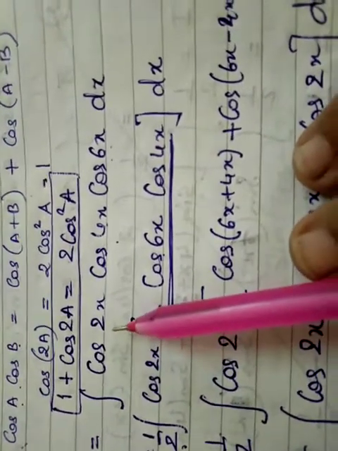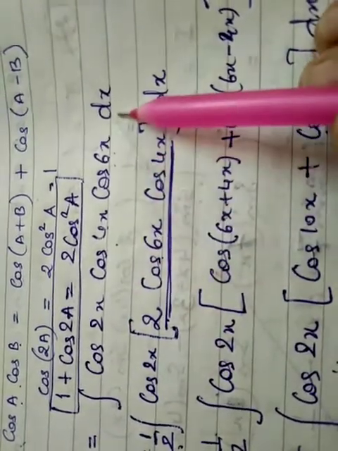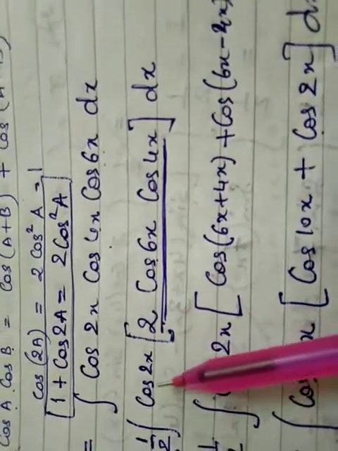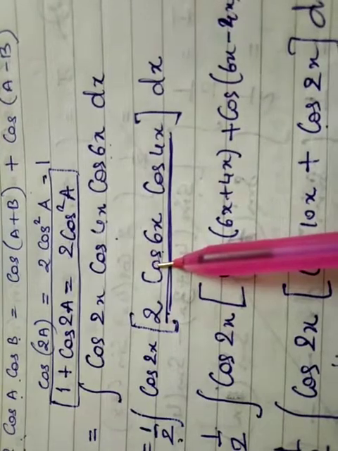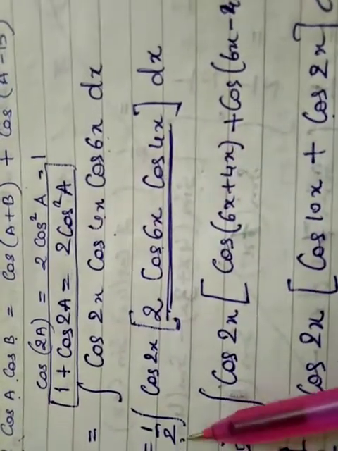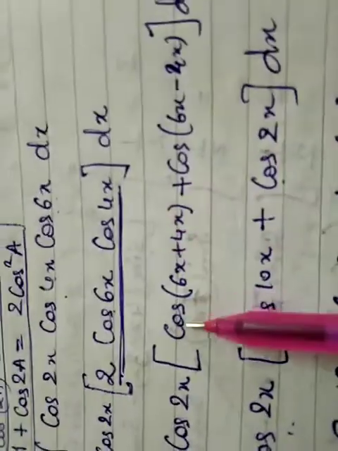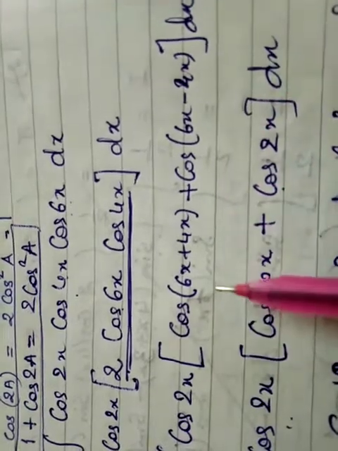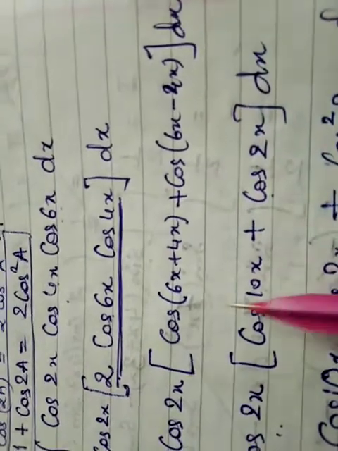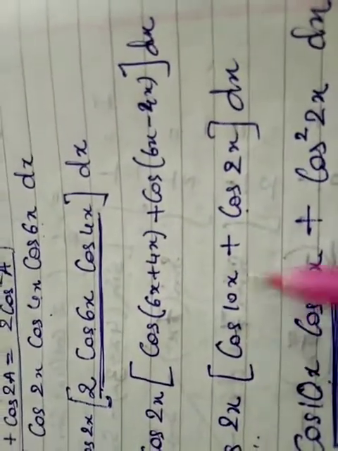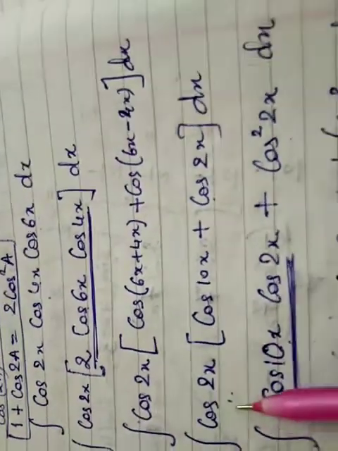The question says it is cos of 2x, cos of 4x, cos of 6x. I arrange my terms. I let the cos of 2x term remain as it is, and I group 6x, the larger term I write in the beginning, and 4x I write later. I divide by 2 and I multiply by 2, and therefore in the bracket I have 2cc. Formula for 2cc is going to be cos of a plus b plus cos of a minus b. 6 plus 4 and 6 minus 4. 6 plus 4 is going to be 10, so that is cos of 10x, and 6 minus 4 is 2, so cos of 2x. Outside cos of 2x is as it is.